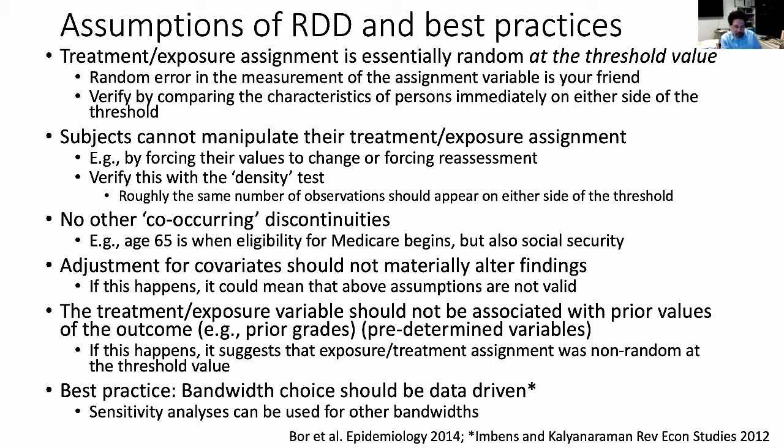Regression discontinuity software programs have a feature that allows the data to determine the bandwidth, in other words, what the window around the threshold would be to include in your analysis. This can be determined by the software, and a best practice is to actually have the software do that as opposed to the investigator. Sensitivity analyses can be used for other bandwidths, but the bandwidth choice should be data-driven for your main results. And there's a publication that goes into more detail about that.